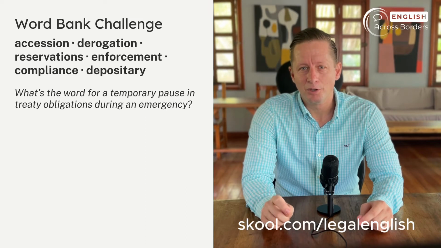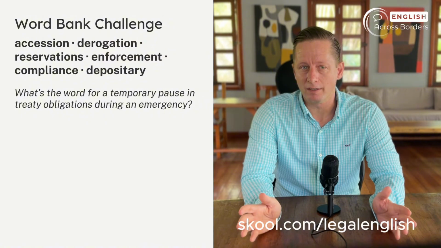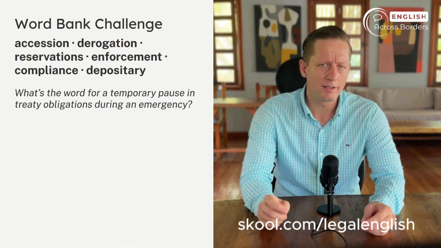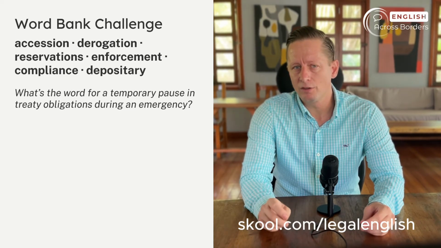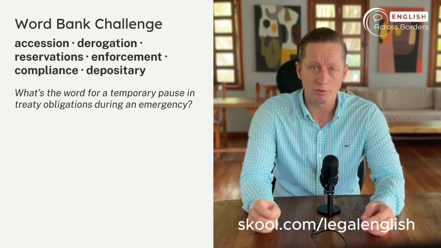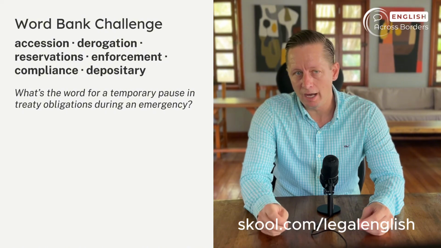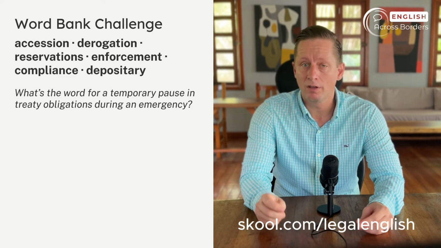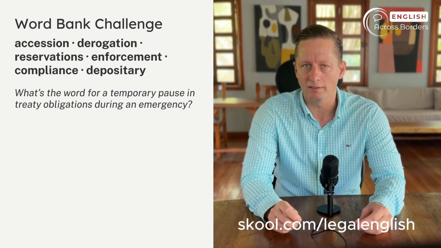Here's a term you hear in times of crisis. Imagine a state facing violent unrest, protest, danger in the streets. The government declares a national emergency. For a limited time, it suspends certain civil rights like public gatherings or curfews. This isn't breaking the treaty, it's a legal pause allowed in special cases. That's called derogation. When a country suspends part of its obligations temporarily because of extraordinary circumstances.